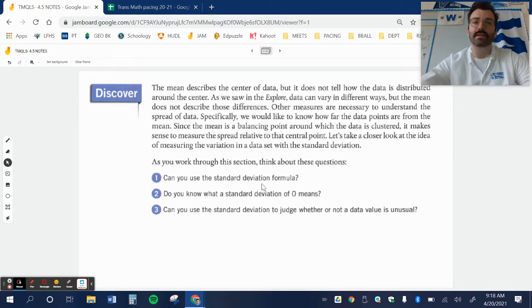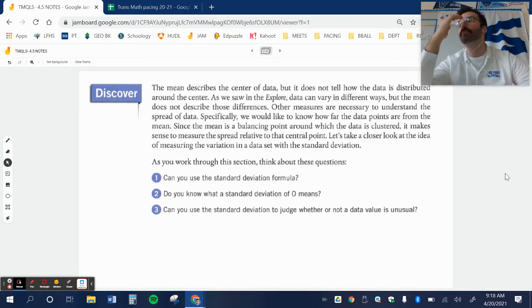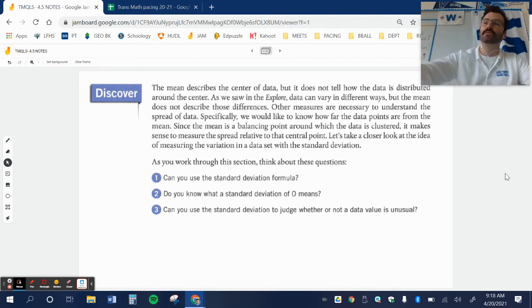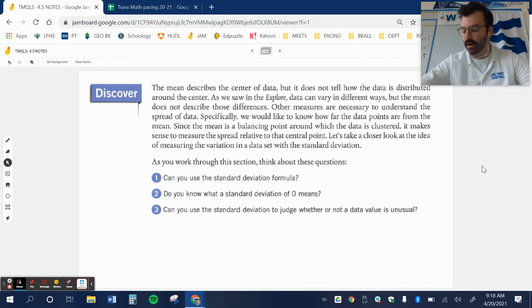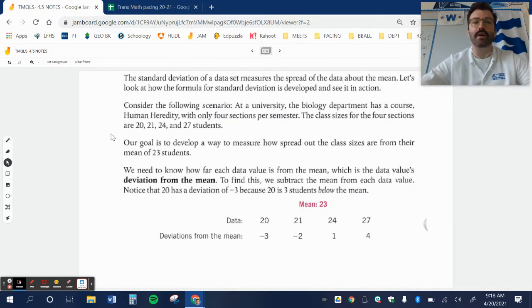Standard deviation, it says use the formula. It is a formula technically, but in my mind it's more of a process. There are about 5 steps to it. By no means would I expect you necessarily to memorize these 5 steps, but you're going to need to know how to execute them. All right, so how do we find that standard deviation? It says the standard deviation of a data set measures the spread of data about the mean. So let's look at how it's developed and seen in action.